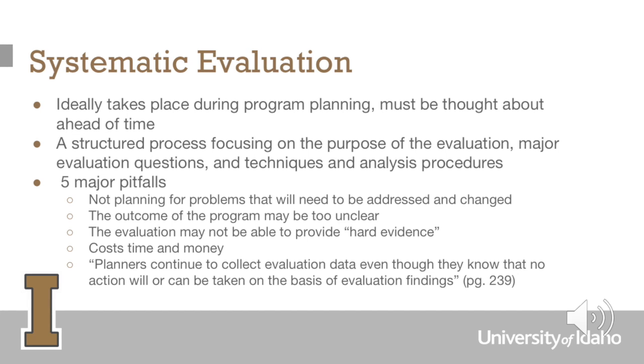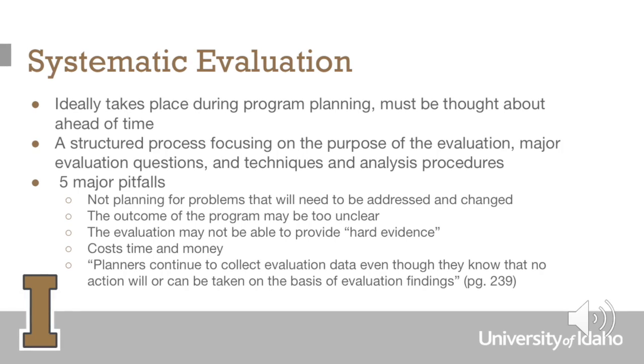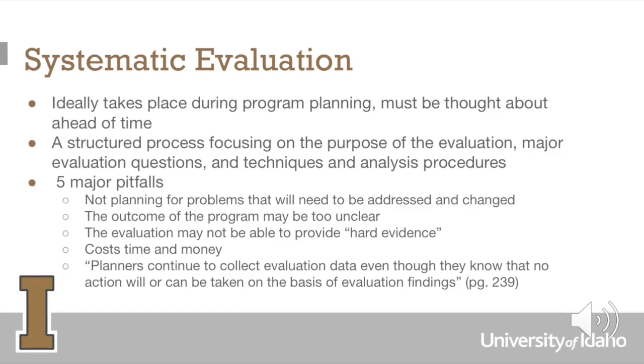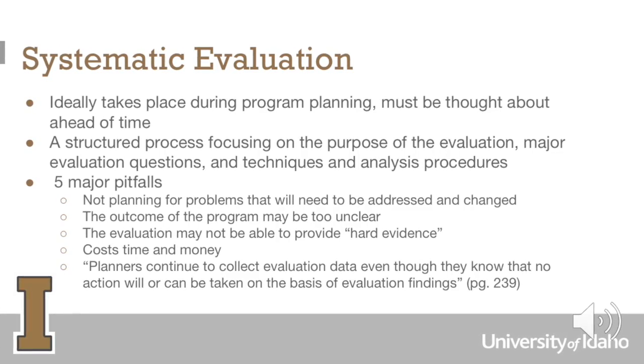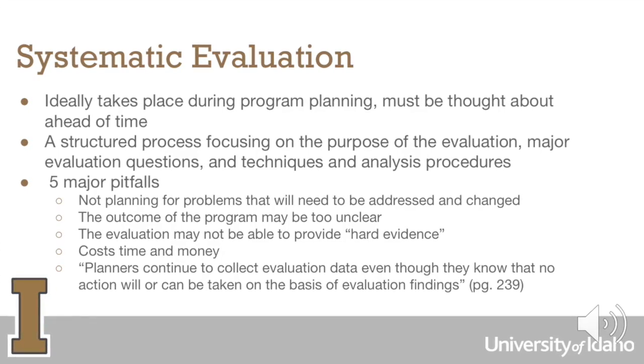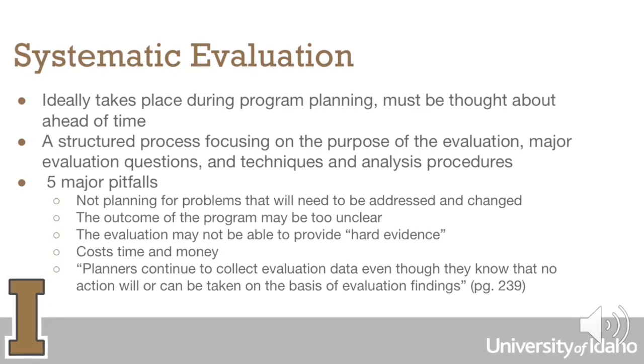This chapter describes 3 different evaluation types, the first of which is a systematic evaluation. A systematic evaluation ideally takes place during program planning and must be thought about ahead of time. It is a structured process focusing on the purpose of evaluation, major evaluation questions, and techniques and analysis procedures.